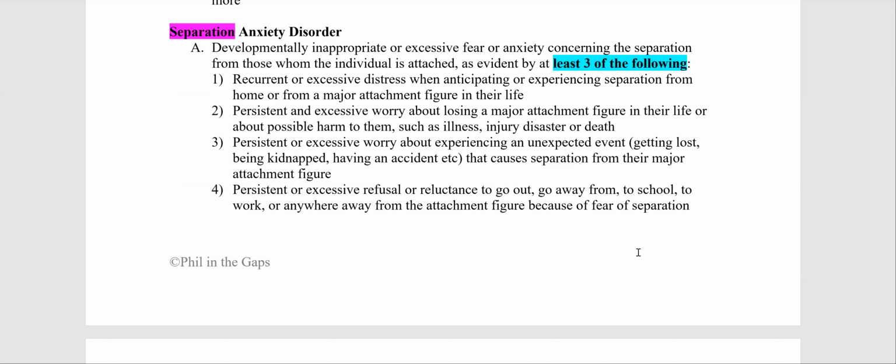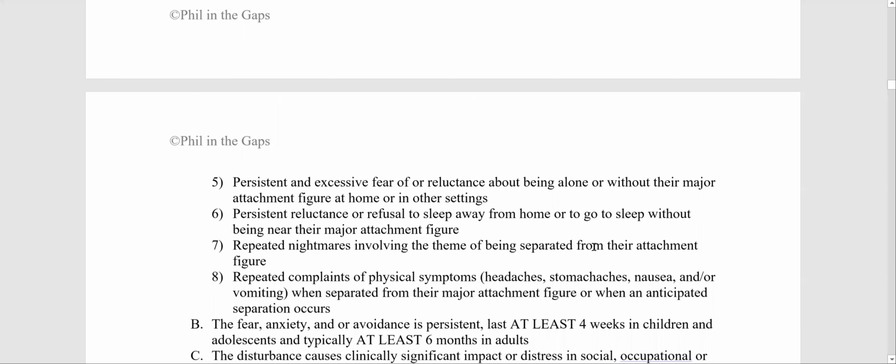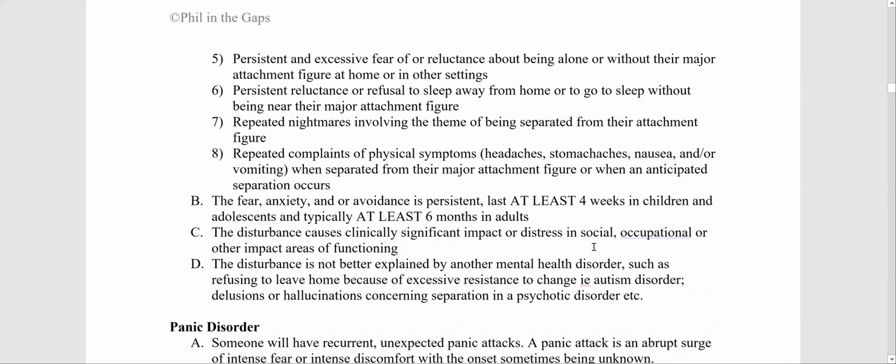Persistent or excessive refusal or reluctance to go out, away from, to school, to work, or anywhere away from the attachment figure because of fear of separation or something negative happening to that attachment figure in some way, shape, or form. Persistent and excessive fear of or reluctance about being alone or without their major attachment figure at home or in other settings. So if that major attachment figure leaves this person's presence, they start getting marked distress.